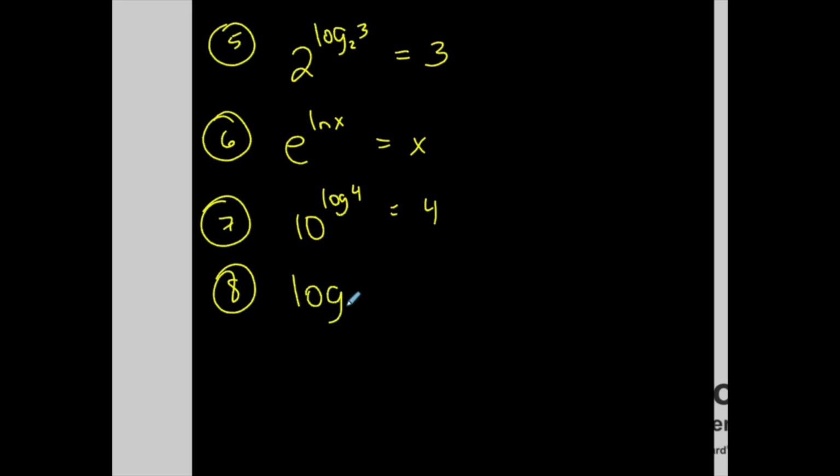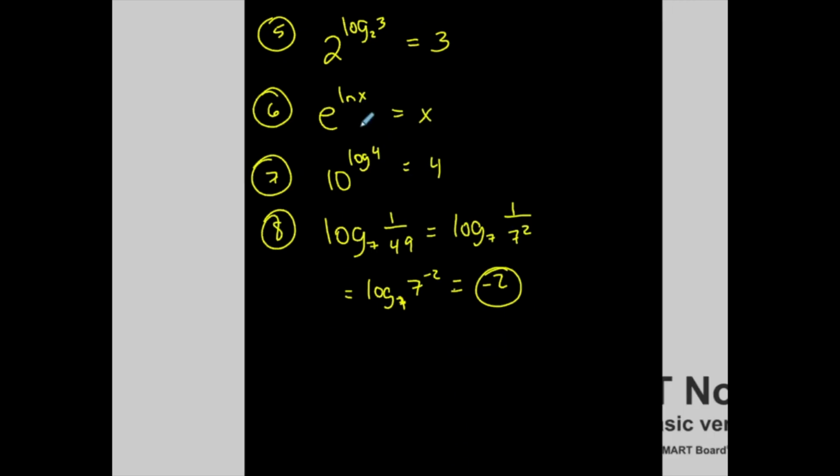Log base 7 of 1 over 49. I'm going to rewrite 1 over 49 as 7 squared inverted, because I'm trying to create the same base to match the base of the log. And this is 7 to the negative 2, so this is negative 2. So I'm just playing on these properties, and you want to be really good with them. So practice, practice, practice. These are the basic properties of logs.